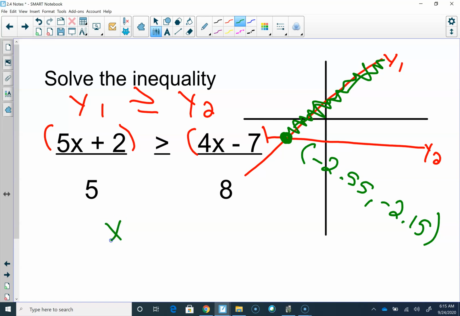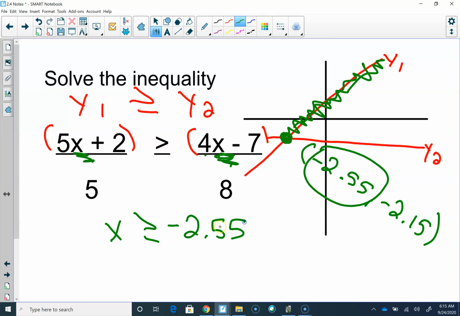So when x is greater than or equal to, look at the green, this is my x. We're solving for x only. So when my x is greater than or equal to negative 2.55, another way you could write that is negative 2.55 to infinity.